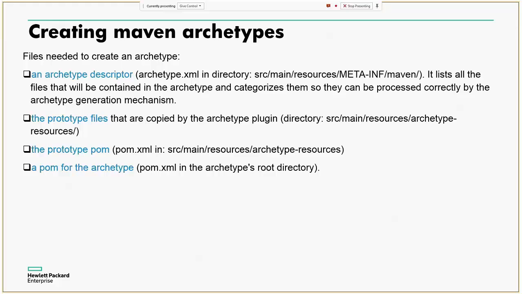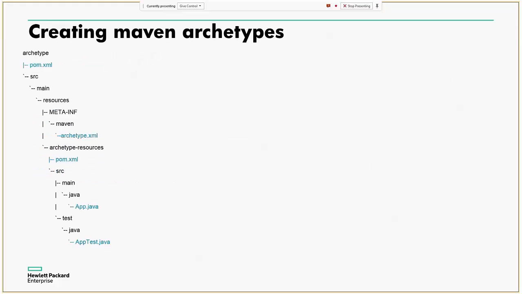So this is how a Maven archetype structure usually looks. You can see that we have here the archetype POM in blue. We also have the descriptor, the resources files, and the POM. And I'll give you an example for each of these.